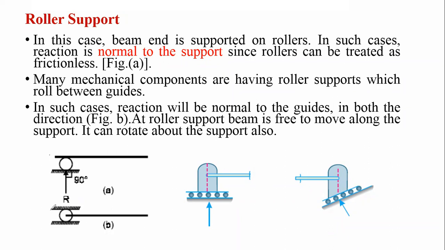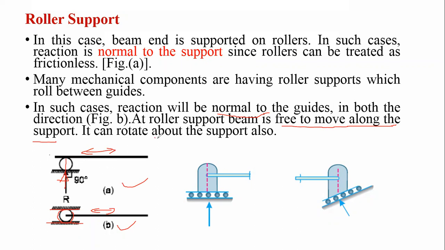If you look over here, this one is the guide. In that particular guide, there is a roller, and this roller moves in this direction only, the horizontal direction only. In such a case, the reaction will be normal to the guide. The reaction is always normal to the guide, making a 90-degree angle. For both reactions as shown in figures A and B, the roller support is free to move along the support only. It is allowed to move in this horizontal direction only. It is not allowed in the vertical direction.